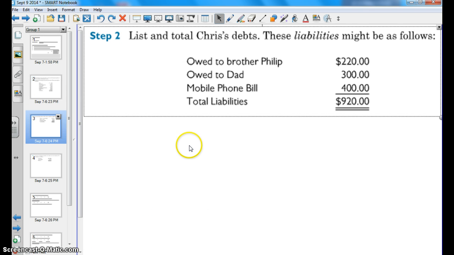In step number 2, Chris then lists and totals all his debts. So he owes his brother Philip $220. He owes his dad $300. He owes the cell phone company $400, for total liabilities of $920.